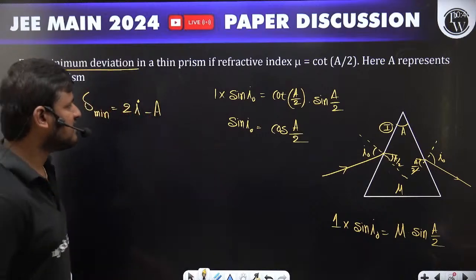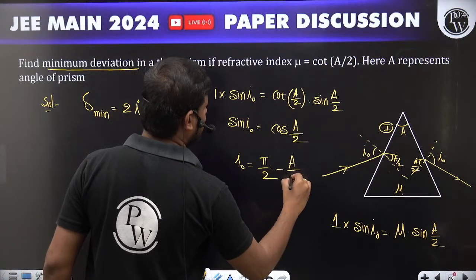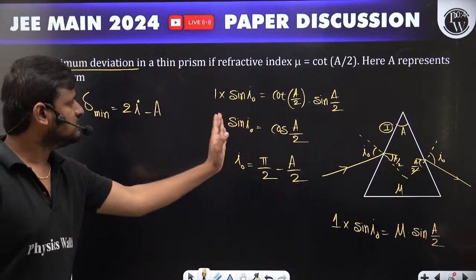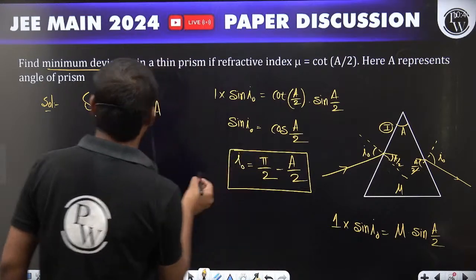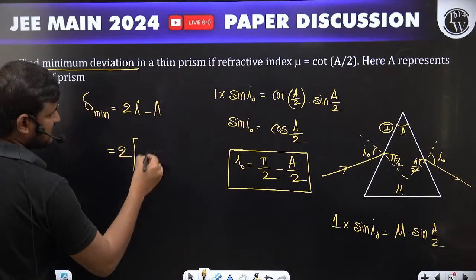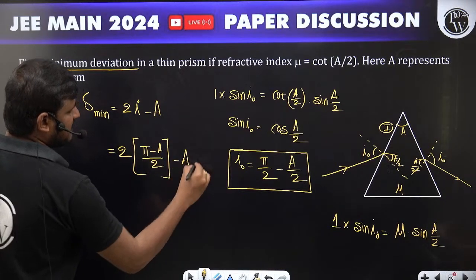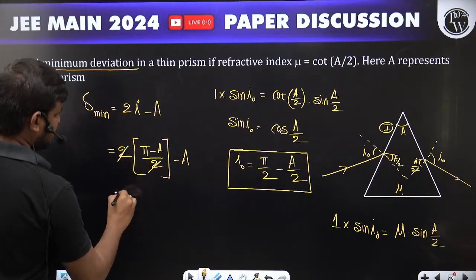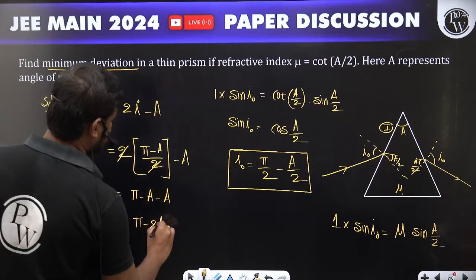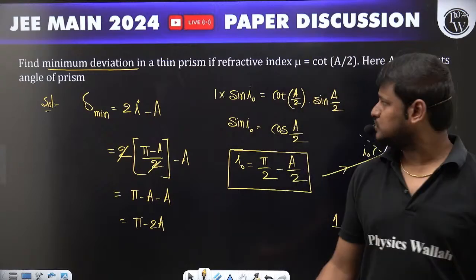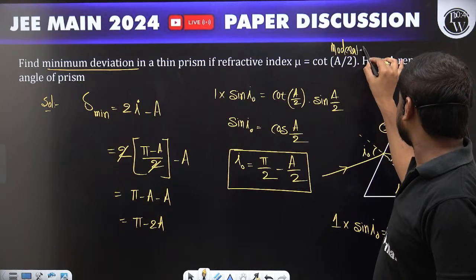Then do the simple calculations. We get i0 is equal to pi by 2 minus A by 2. Basic calculations, we just converted sine to cos. Okay, so we got i0. Substitute that i0 value here. So 2 into, what is i0? Pi by 2 minus A by 2. Overall I can write 2 into pi by 2 minus A by 2, minus A. Here 2 gets cancelled. Pi minus A minus A, which becomes pi minus 2A. That's it. Okay, this question I can consider a moderate to difficult level question.